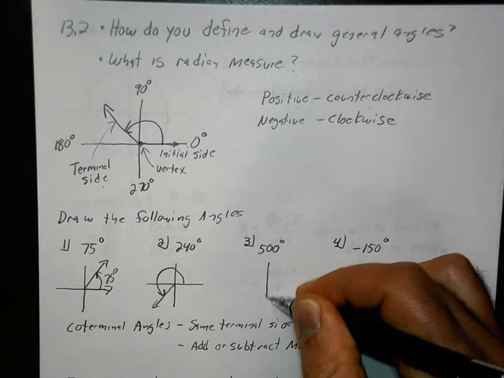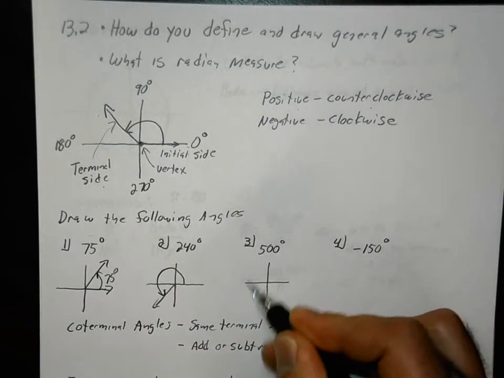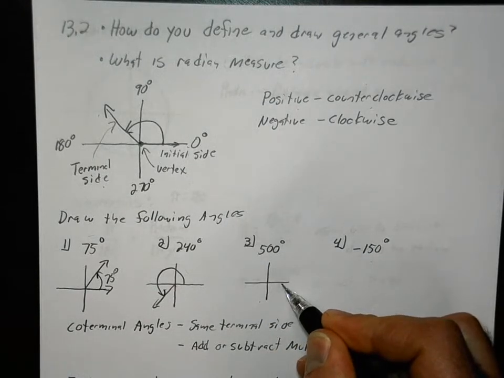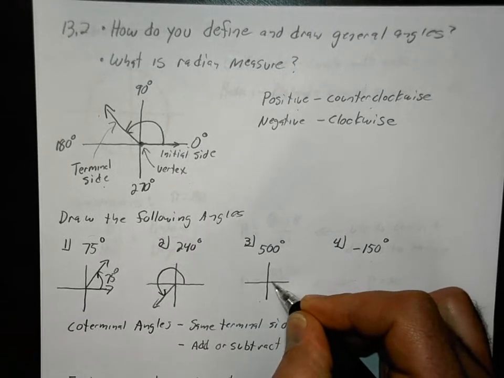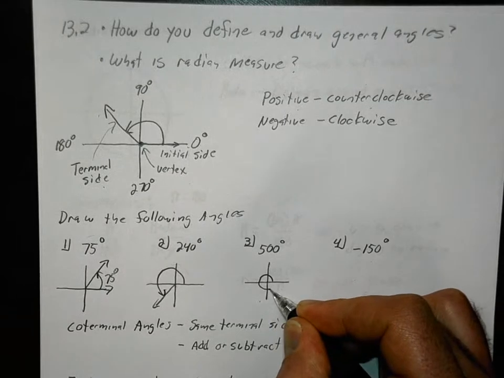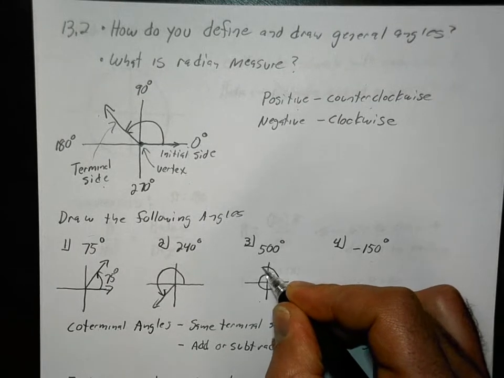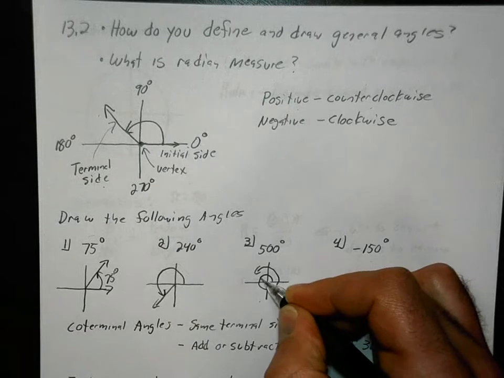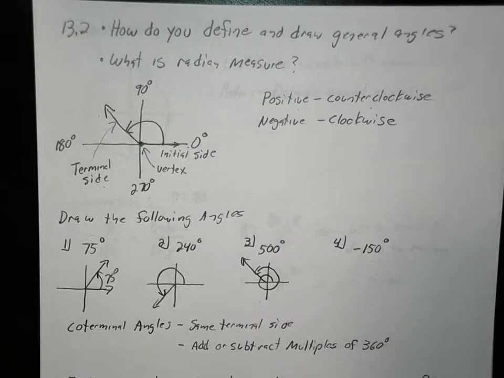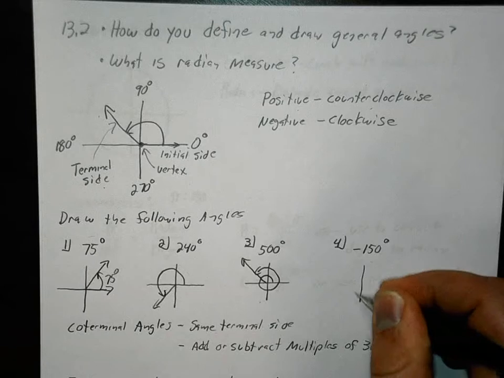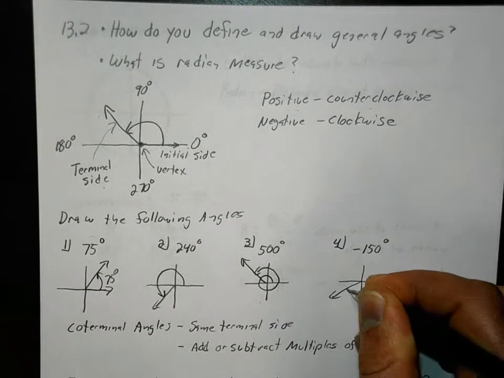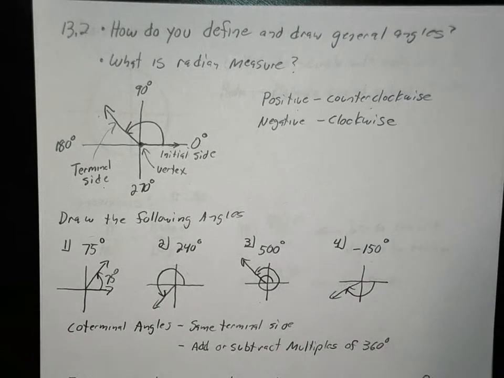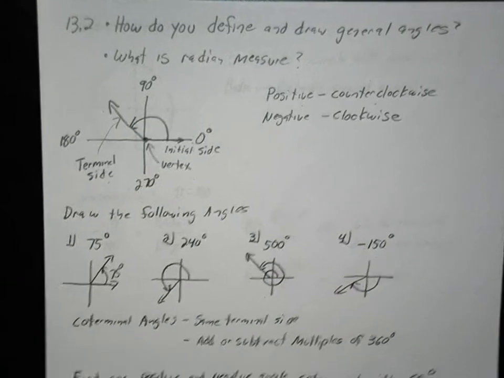Okay, 500 degrees. Now I'm going all the way around the circle once, and what's left over? I got 360 plus another 140. So it's going to look like this. You're going to draw all the way around and then back to here. And that's going to be your angle, 500 degrees. Negative 150, we would rotate clockwise down this way, and it'd be a little bit less than 180 there, so it'd be right there. So that's how we draw those angles.